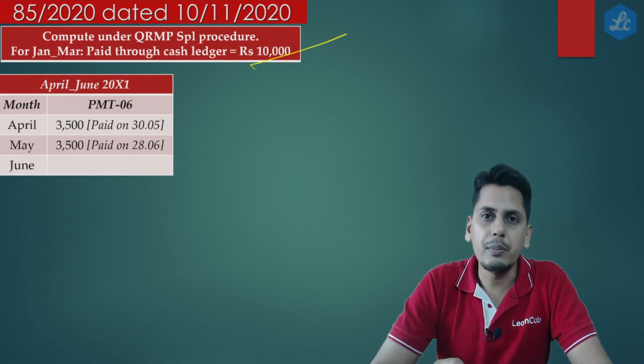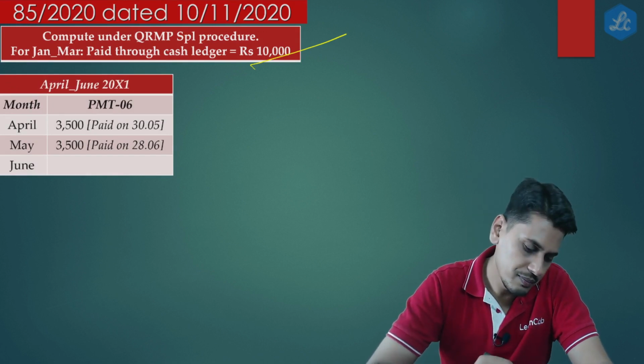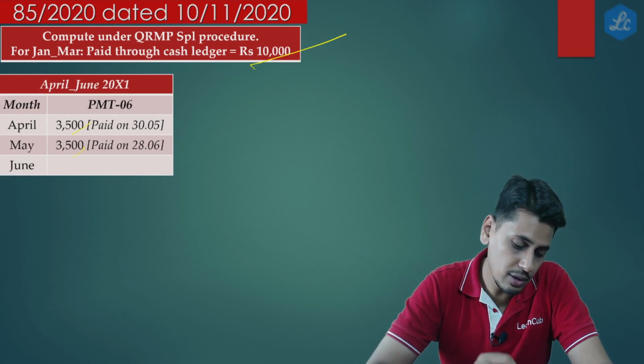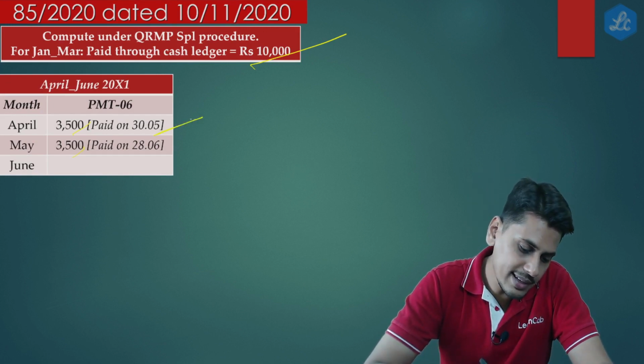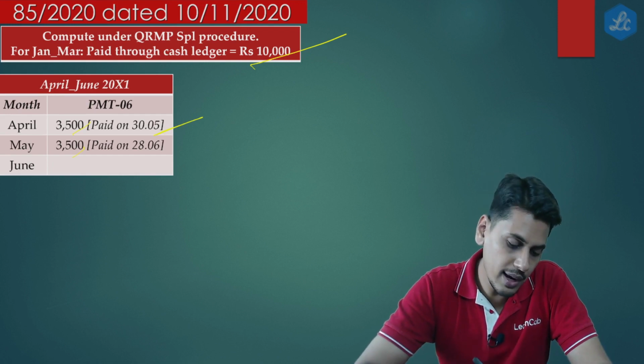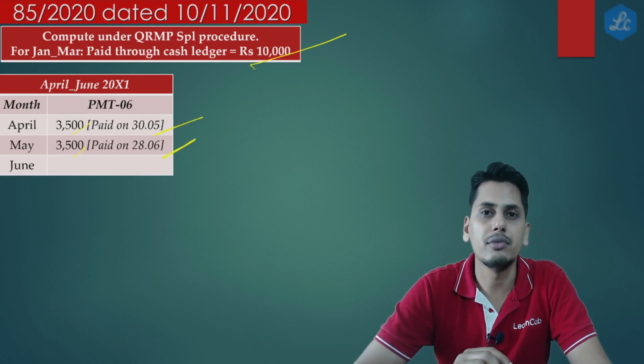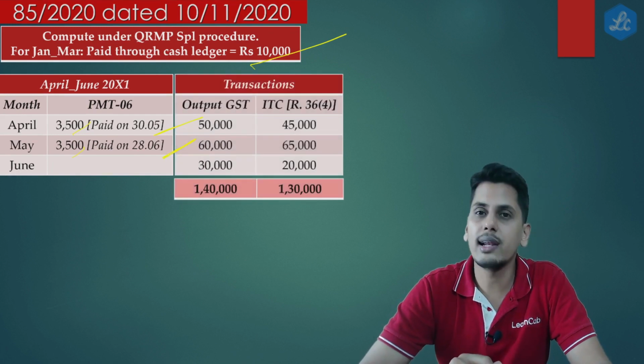For the month of April, he pays 3,500. For the month of May also, he pays 3,500. For April, it is being paid on 30th of May. For May, it is being paid on 28th of June. Let's have a look at the actuals.